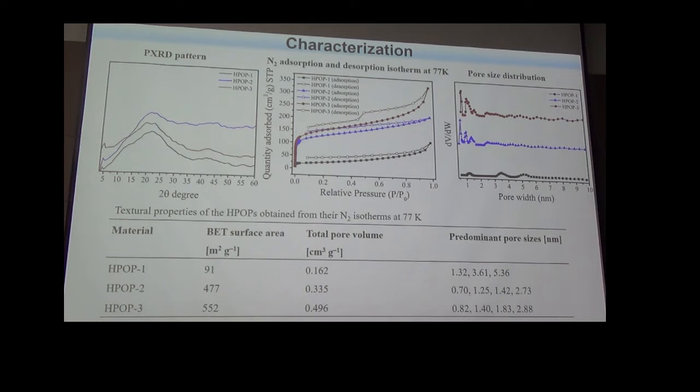And further, the pore size distribution is calculated using the NLDFT method. As we can see here, the pore size for the HPOP1 ranges from 1.32 to 5.36, and for the HPOP2 and HPOP3, the pore size ranges from 0.7 to 2.88. The surface areas of these materials, from HPOP1 to 3, are 91 meters square per gram, 477 and 552 meters square per gram. Meantime, the pore volume also follows the same order as the surface area, as we can see here.